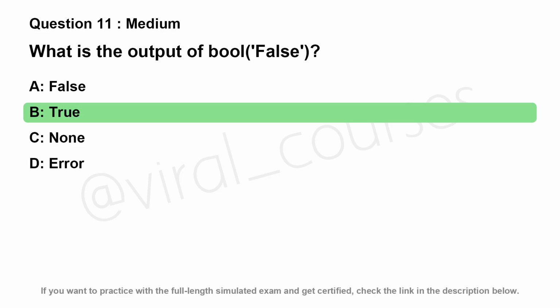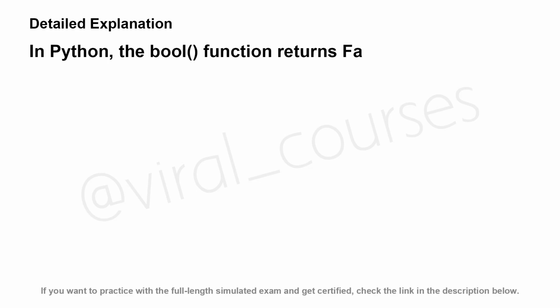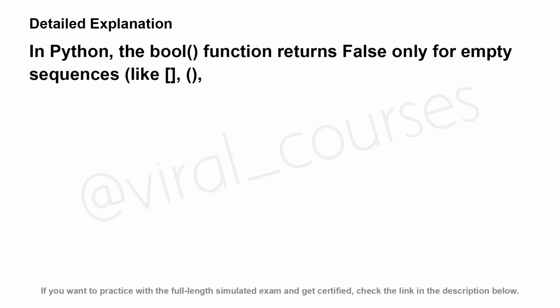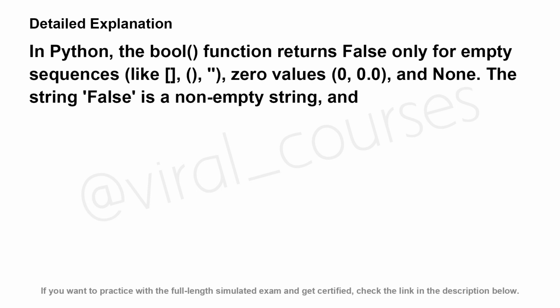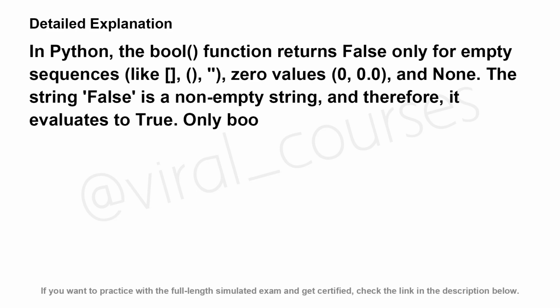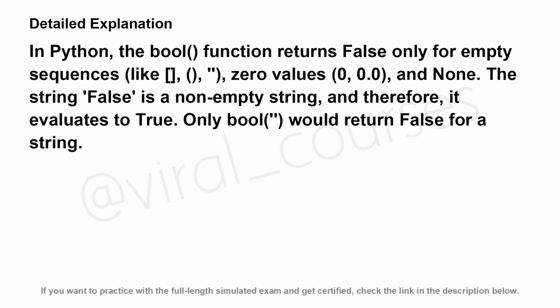The correct answer is B. In Python, the bool function returns False only for empty sequences, like empty quotes, zero values, 0, 0.0, and None. The string 'False' is a non-empty string, and therefore, it evaluates to True. Only bool of empty quotes would return False for a string.